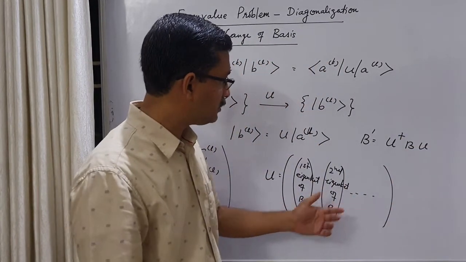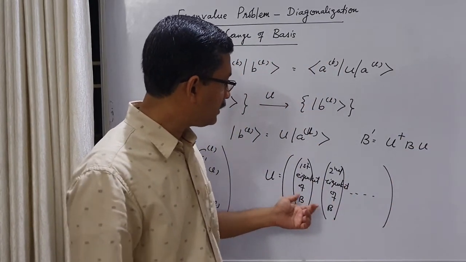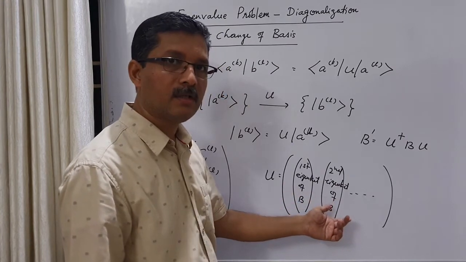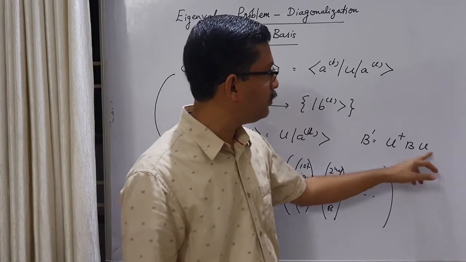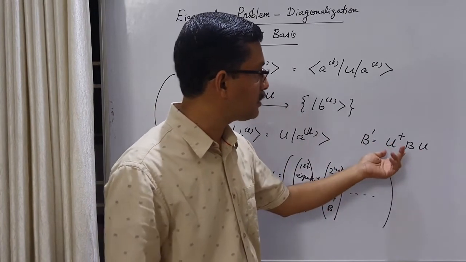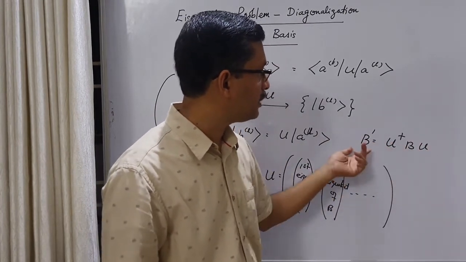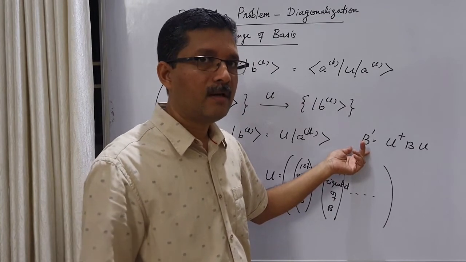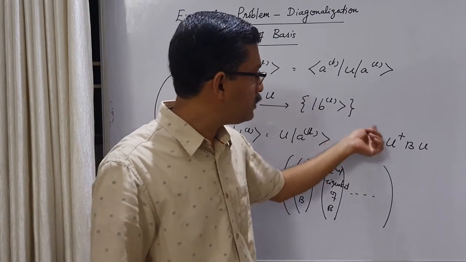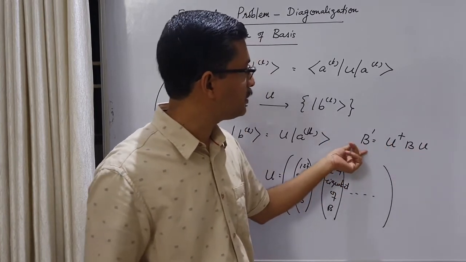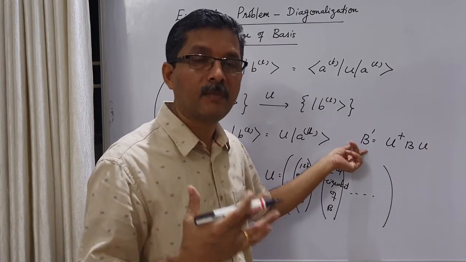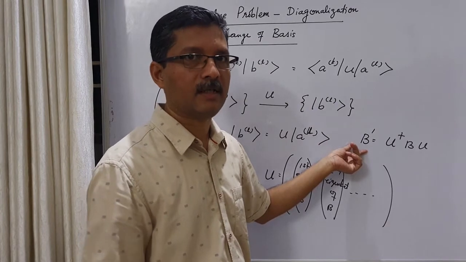Once we know the eigenkets of B, you can construct this unitary operator. Then U dagger B U will change under the unitary transformation like this. When you do this unitary transformation, you get the new operator B prime, and that will be exactly diagonal.